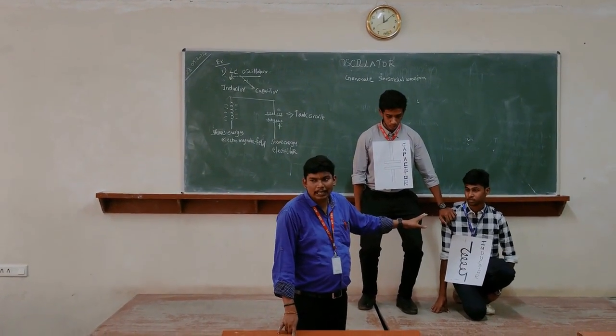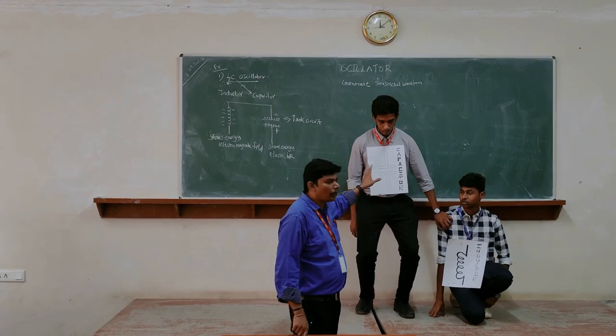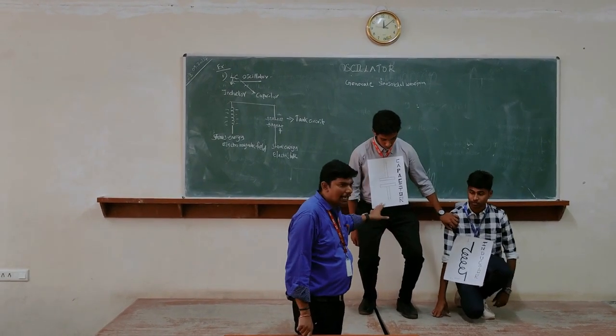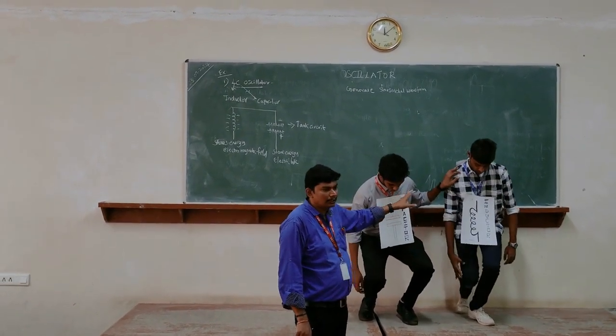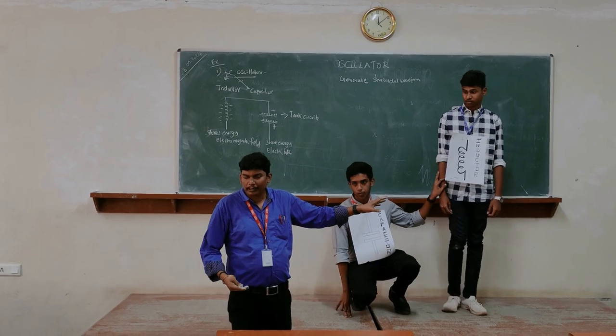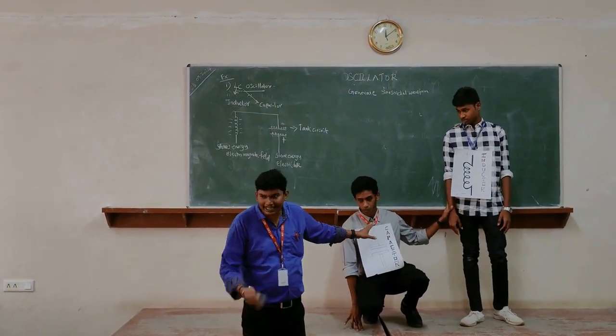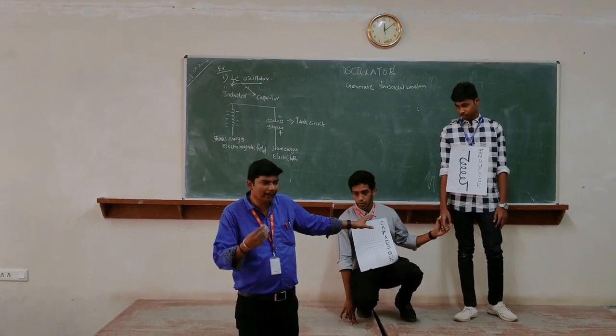So what happens in the mode 1 operation? The capacitor is going to discharge its charge carriers towards the inductor. So the inductor is going to charge now, and the capacitor is going to lose its energy.